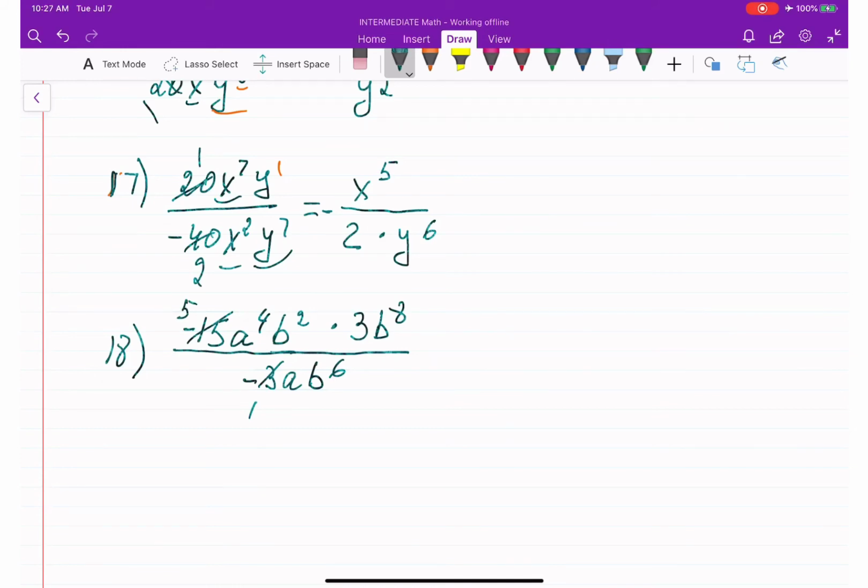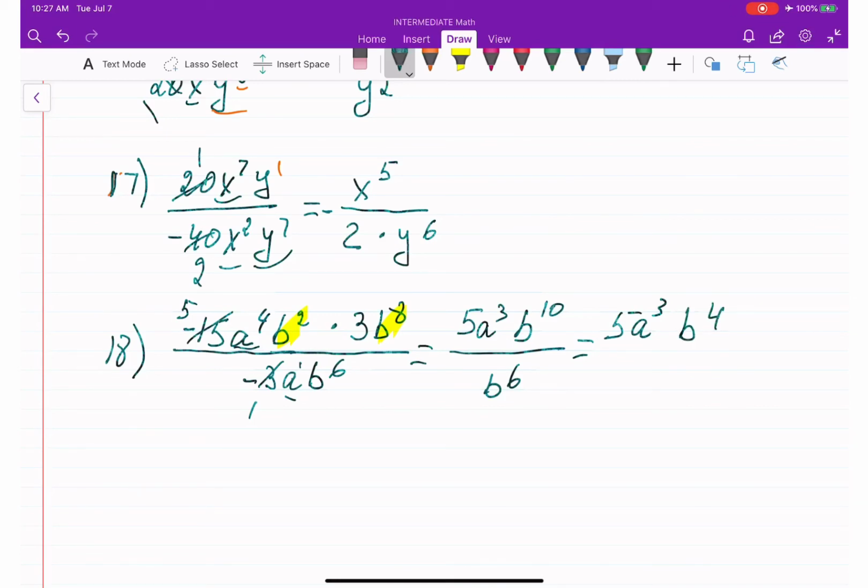Okay. A to 4 and A. A is 5 moving here. A to 4 divided by A. It's going to be A to 3 on the top because 4 is greater. Next, I can do B squared by B to 8. That will be B to 10 divided by B to 6. And then simplify that one also. 5A cubed. B to 10 divided by B to 6, it's going to be B to 4. Okay.